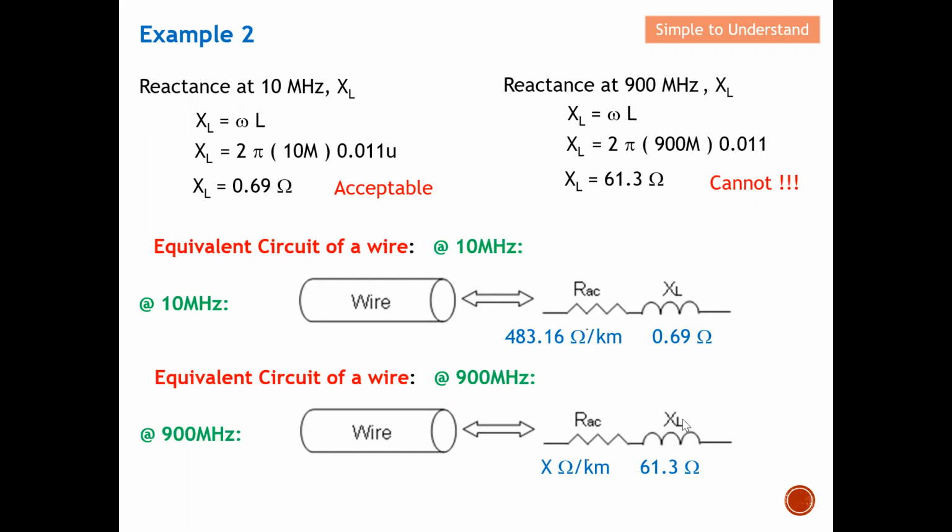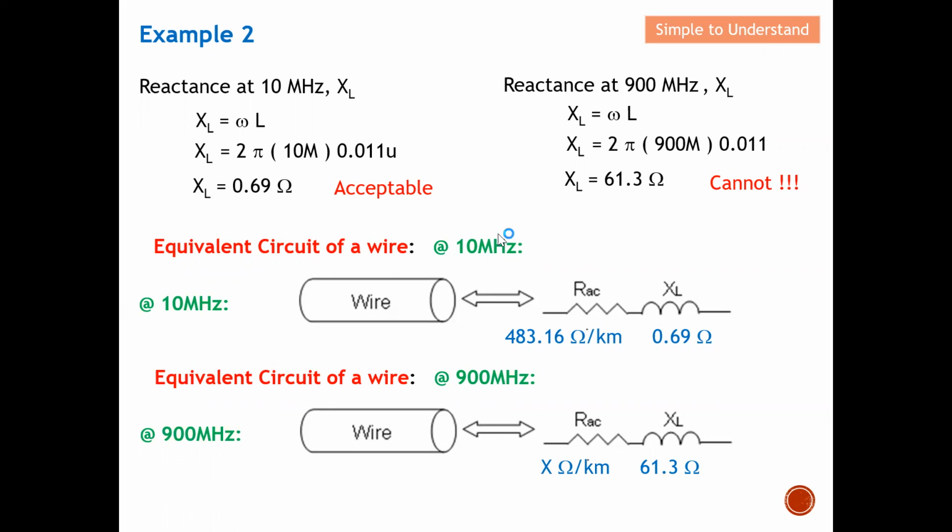Over here, the reactance at 900 megahertz is 61.3 ohms, which, as I explained earlier, is quite a significant number. Therefore, I conclude that a wire with a diameter of 0.0644 centimeter and a length of 1.25 centimeter cannot be implemented as a short circuit when the frequency is 900 megahertz. From here, I determine whether this wire can be fulfilled as a short circuit at an RF frequency.